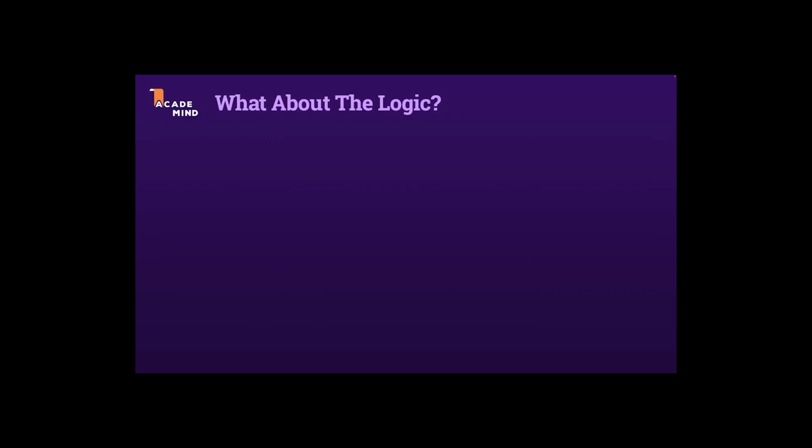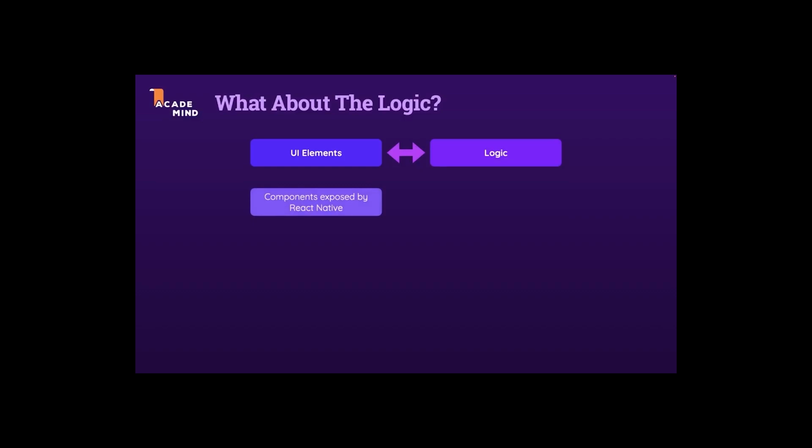I mentioned that those views, the JSX elements, are compiled to their native equivalents. But what about the JavaScript code you write outside of JSX? What about all these functions, if statements, state management? What about that? Well, unlike the UI elements, the logic is not compiled. The UI elements, which are those components exposed by React Native, are compiled as you learned.